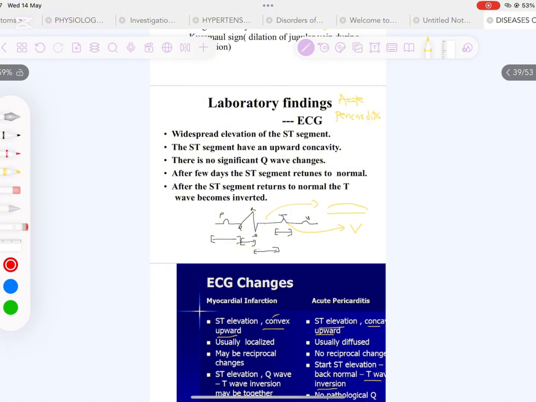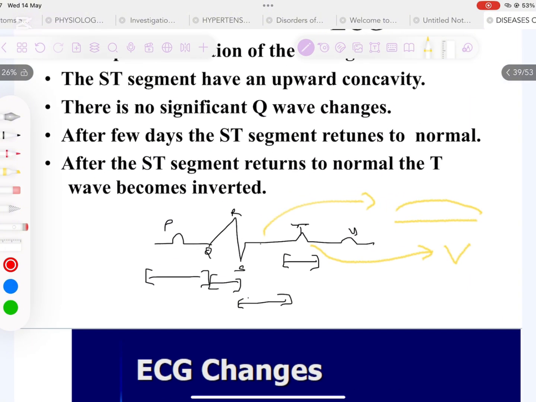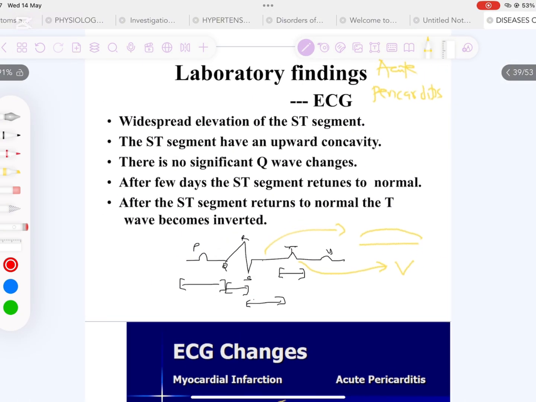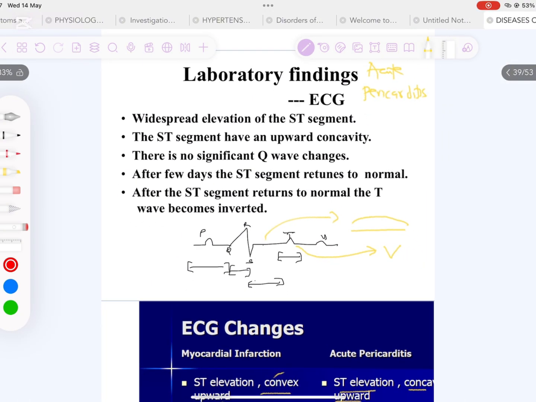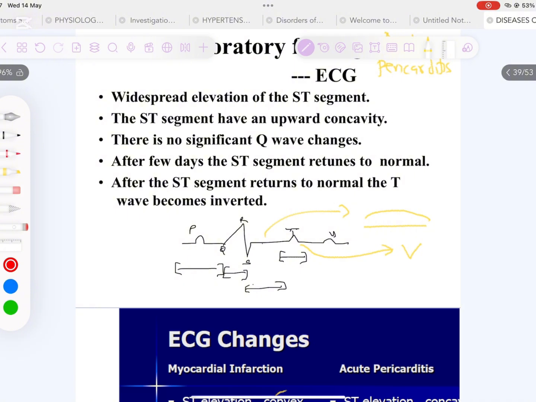And laboratory findings, this ECG. These are normal ECG, right? The PQRSTU. But now, what we are going to expect in acute pericarditis is that, first of all, the ST segment, widespread elevation, it will be longer. The ST segments also have an upward concavity. There is no significant Q wave changes, no Q wave pathology.